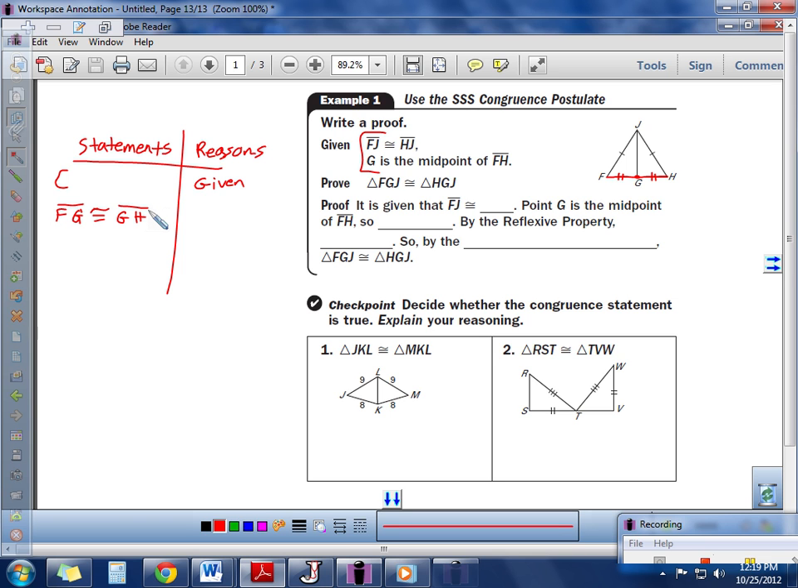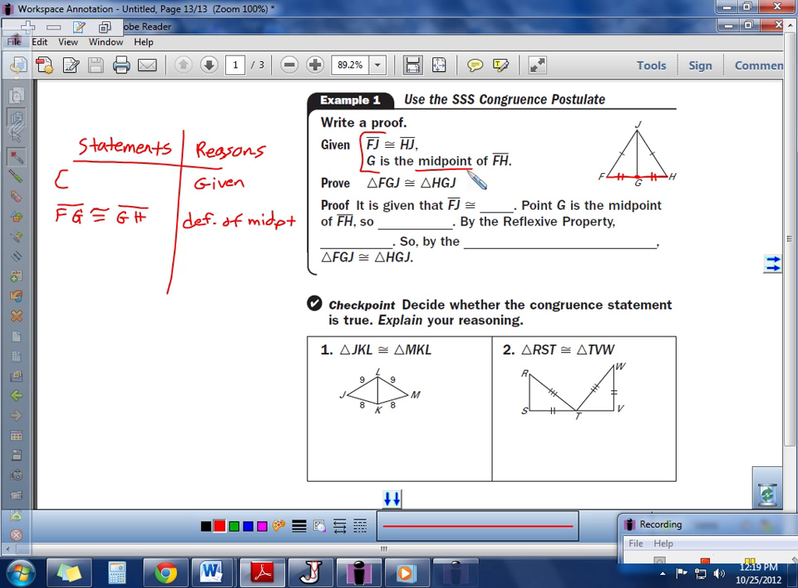They are congruent for what reason? Why are they congruent? What's the reason for that? Definition of a midpoint. Good job. Definition of a midpoint. So I use this idea to add marks. This is the reason for being able to do that.